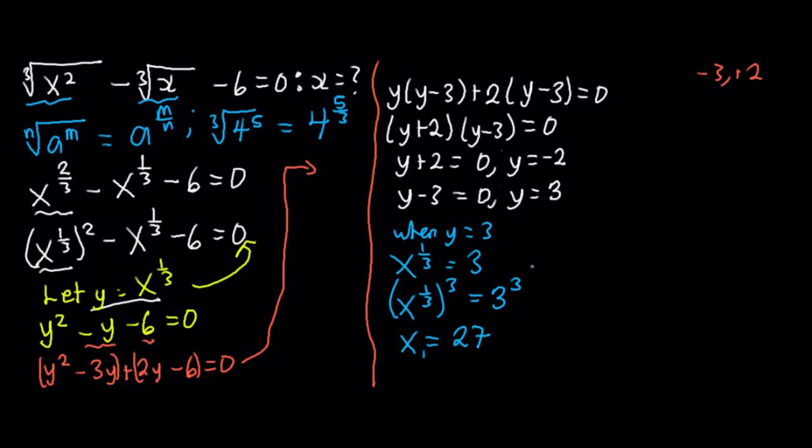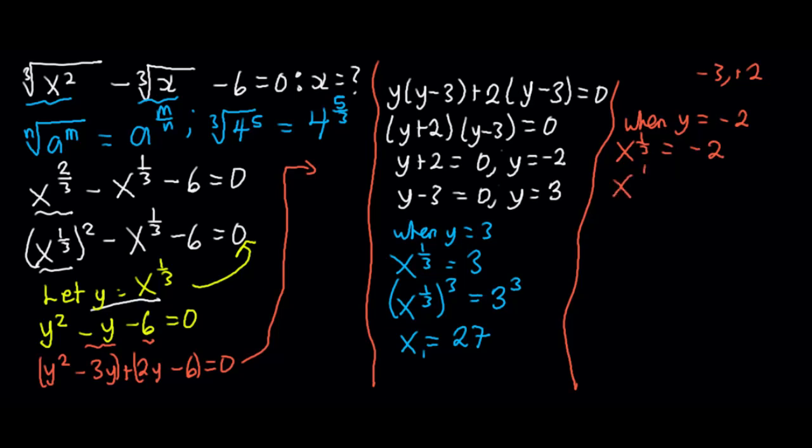Now I'm going to solve for the other value of x. So when y is equal to -2, x exponent 1 on 3 is equal to -2. Once again, I'm going to cube both sides. That gives me x exponent 1 on 3 all cubed is equal to -2 all cubed. So this gives me x is equal to -8, since -2 times -2 times -2 gives -8.